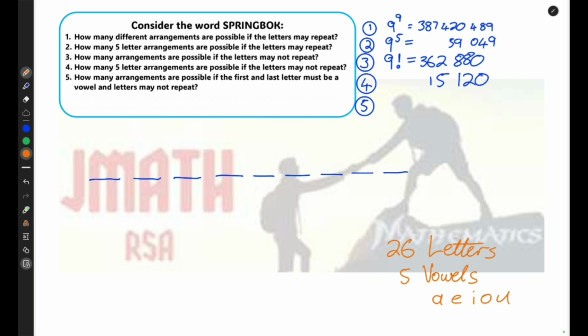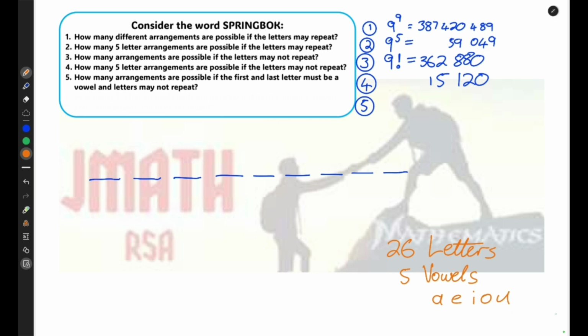There's 26 letters in the alphabet. 5 of them are vowels, the other 21 are consonants. Okay, these are the vowels. So if you didn't know that, now you know that. You should keep that secret till the end. But yeah, I've seen too many people losing marks because they don't know how many letters are there in the alphabet. Okay, so for question 5, it must start and end with one of these 5 letters.